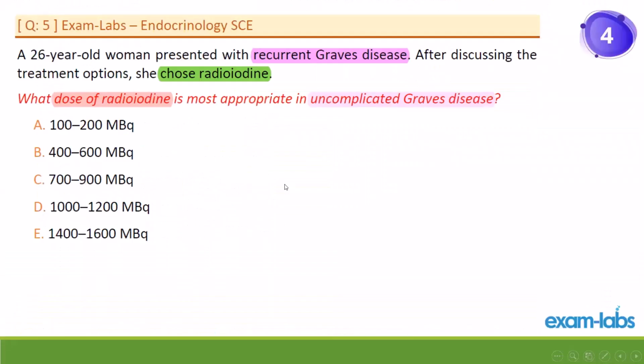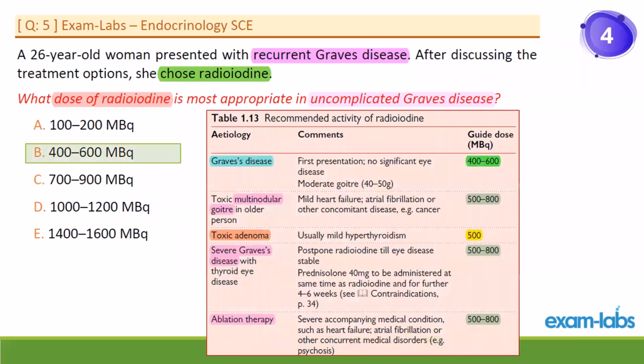Another question about recurrent Graves' disease, and the patient chooses radioiodine ablation. What is the most appropriate dosage of radioiodine in uncomplicated Graves' disease? And this is in megabecquerel. 400 to 600. B, 400 to 600. Yes, this is 400 to 600. Actually, this table is important from our book. Most of them about 500 to 600.